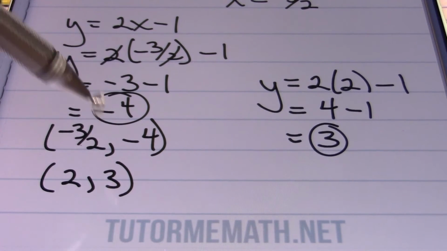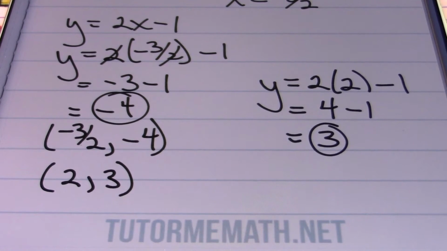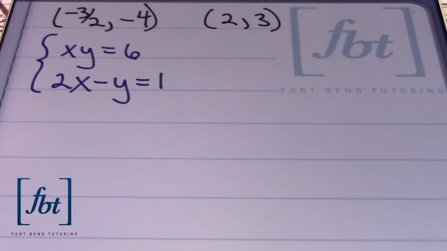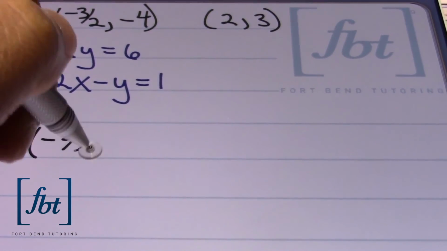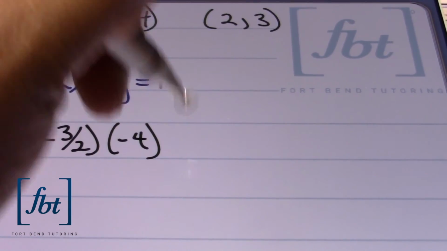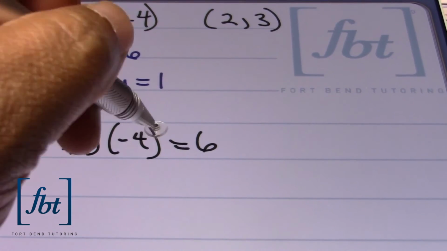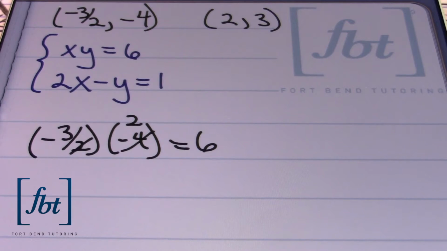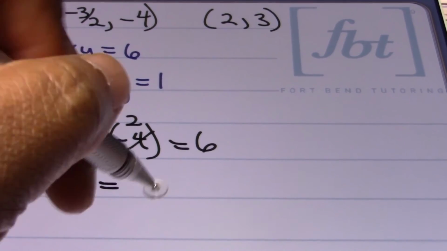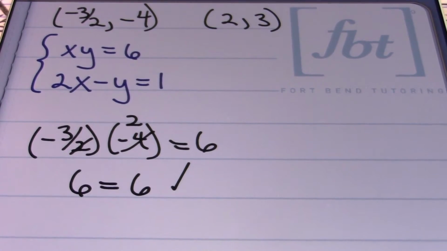Remember, in order for these points to actually be a solution to the system, the x and y values of the point must create a true statement in every equation within the system. So testing these 2 points in our original system, we'll have negative 3 halves times negative 4 equals 6. So simplifying this, 2 goes into 4 twice. So negative 3 times negative 2 equals positive 6. So this works out just fine.